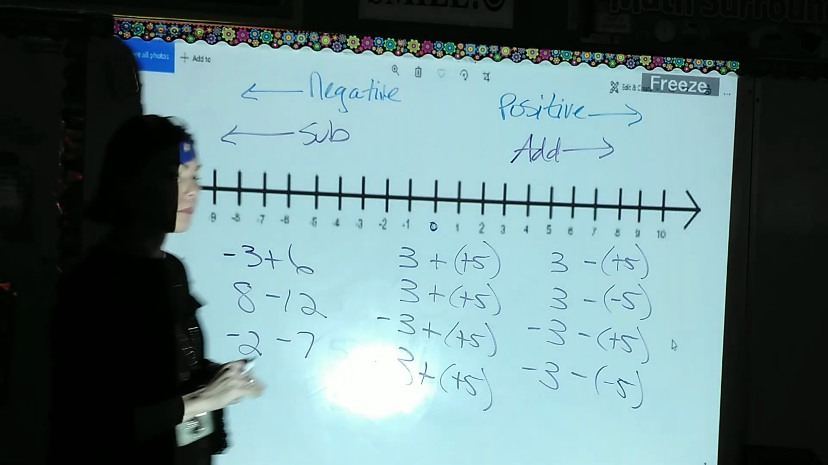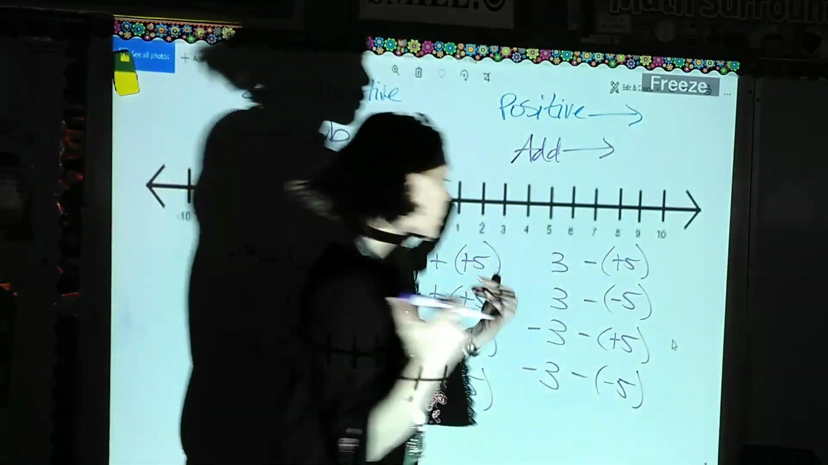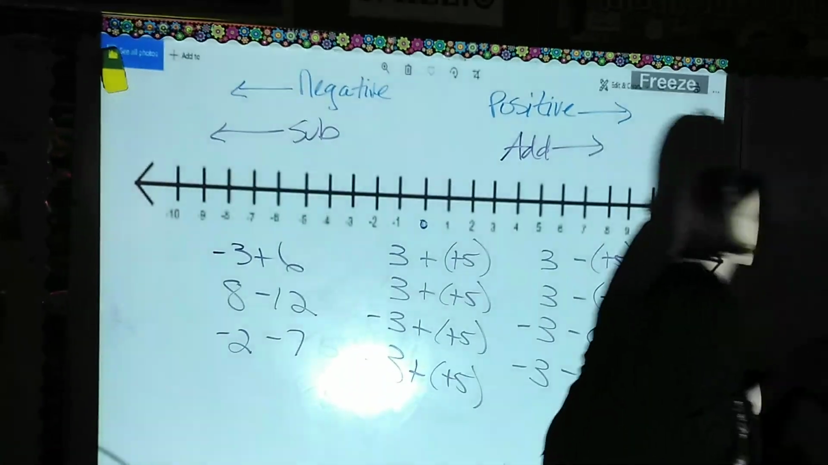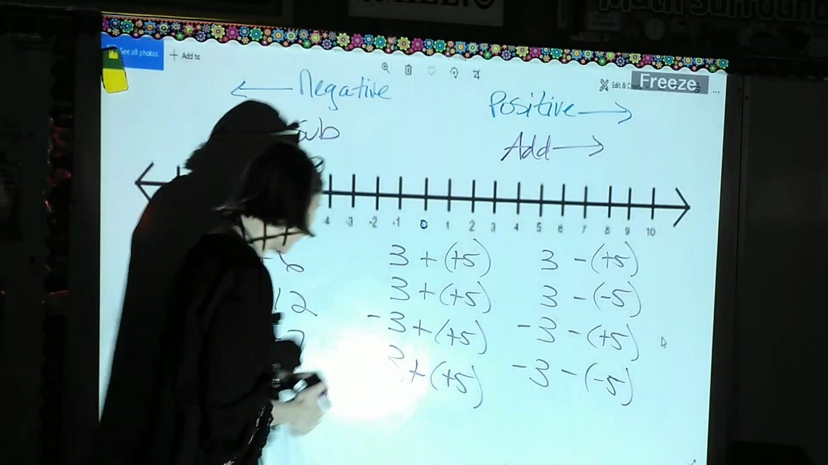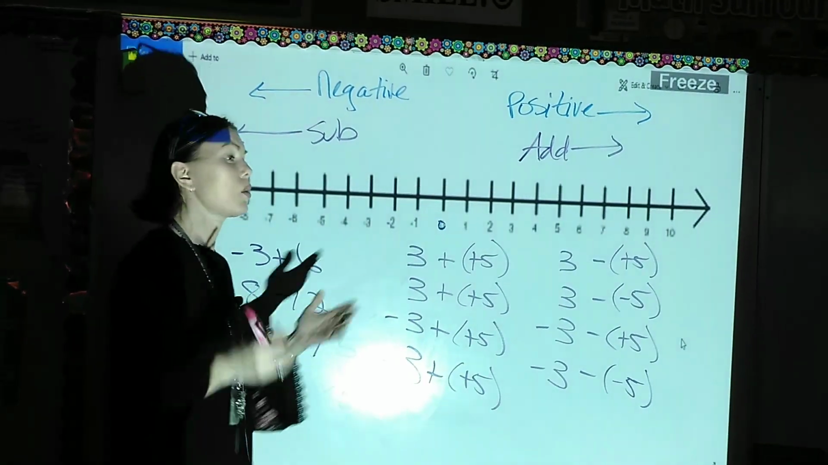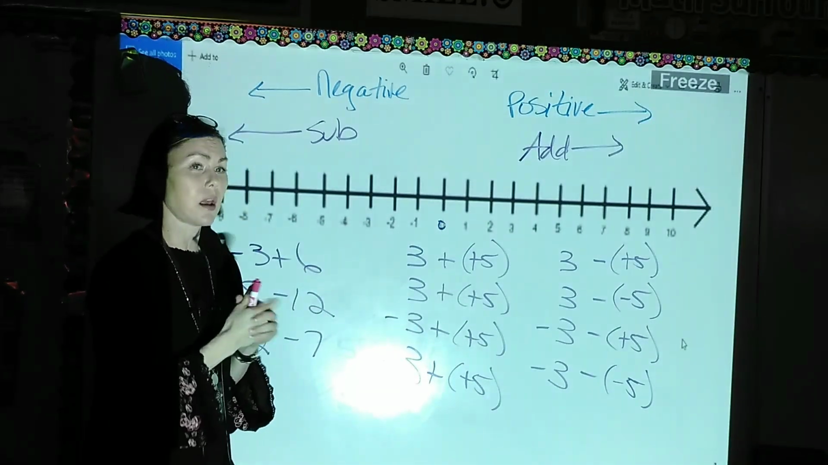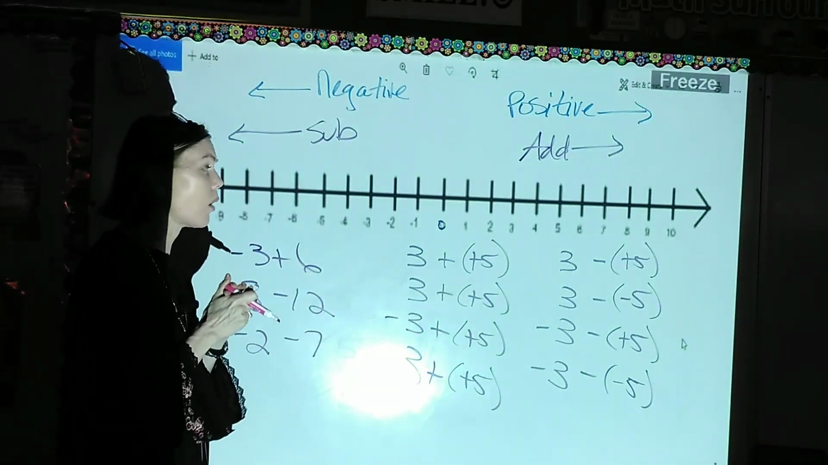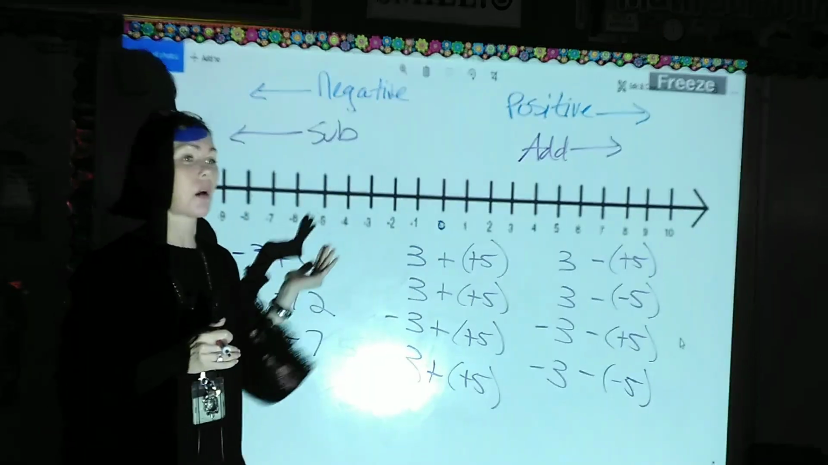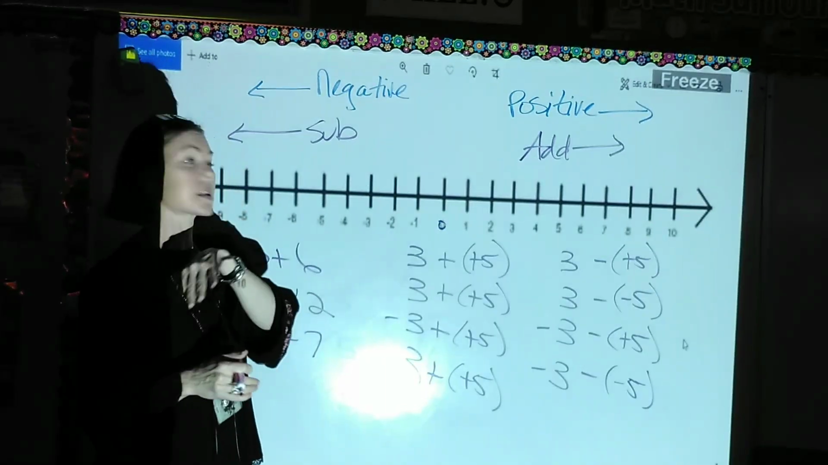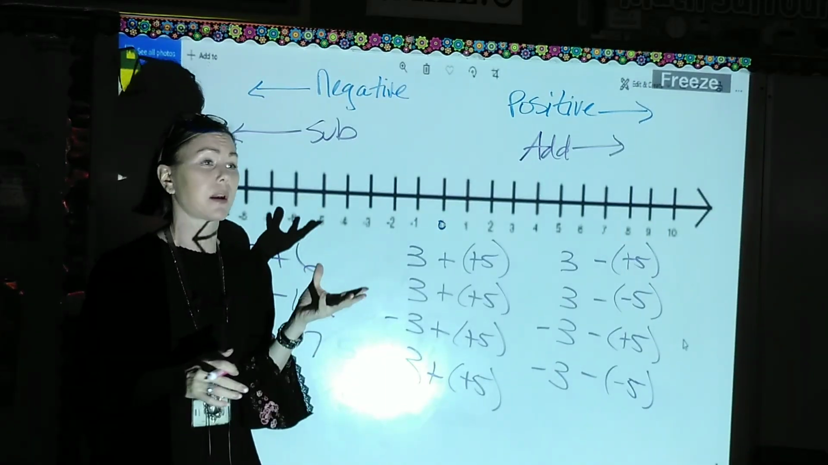I'm the teacher, and to this day, when I'm adding and subtracting positive and negative numbers, I always visualize the number line in my mind to help me. So I'm going to show you how we're going to use the number line. I'm going to do it very slowly, and then I believe you will benefit from this.